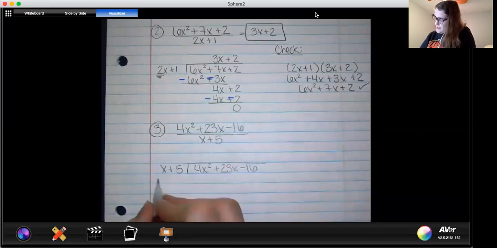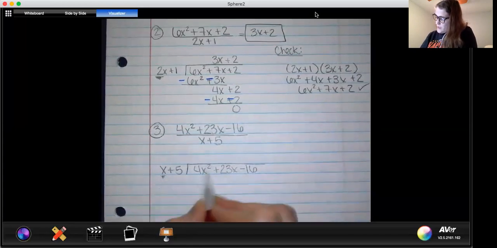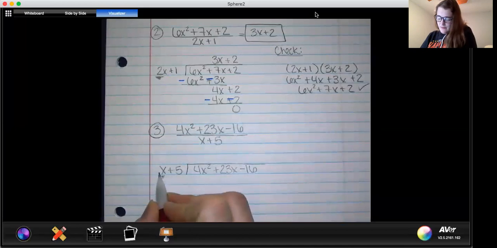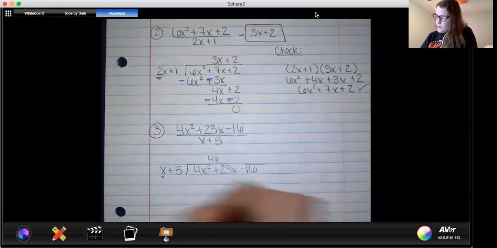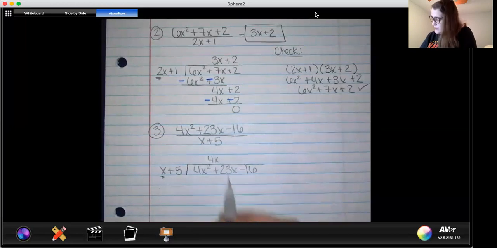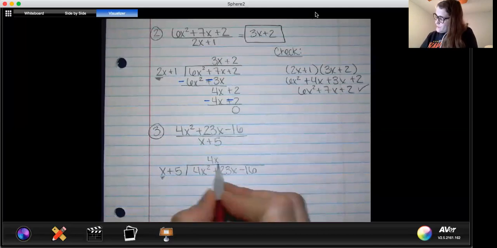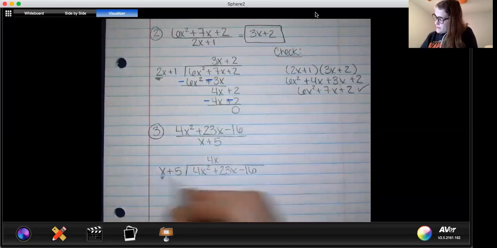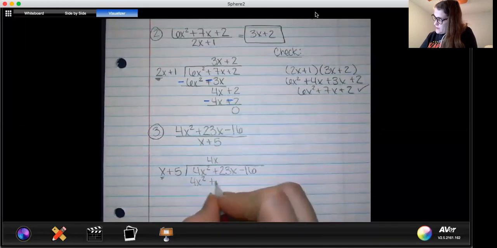So again, thinking of just the first term with the dividing process, 4x squared divided by x is going to be 4x. And I don't care where you line it up. It doesn't have to be lined up with the variables underneath it or anything like that, as long as it's written up there nice and neatly. Then we multiply 4x times x, 4x squared, 4x times 5 is 20x.